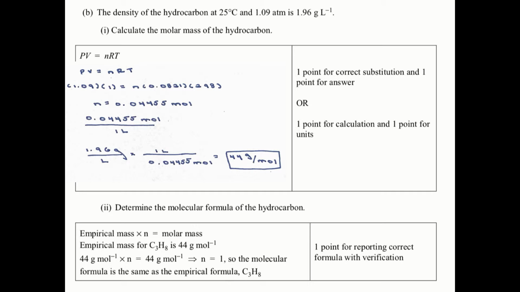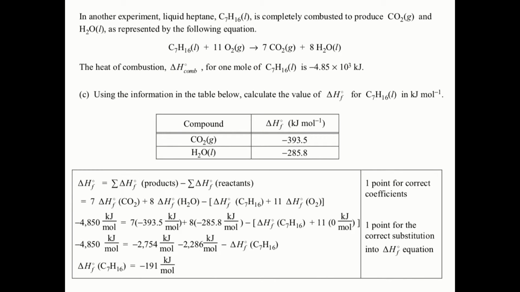So remember, you need to take the molar mass of your molecular formula, which we know is 44, we just solved for it, and divide it by the molar mass of your empirical formula. Well, our empirical formula is C3H8, which has a molar mass of 44. So 44 divided by 44 is 1. So actually for this problem, your molecular and your empirical formula are the same.